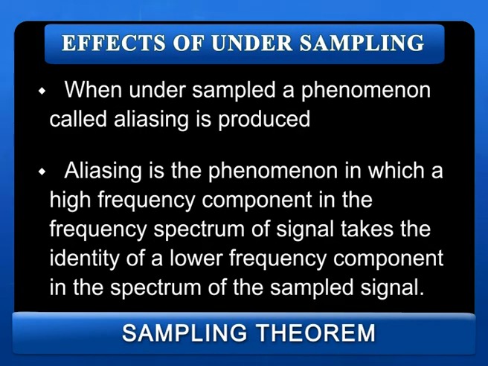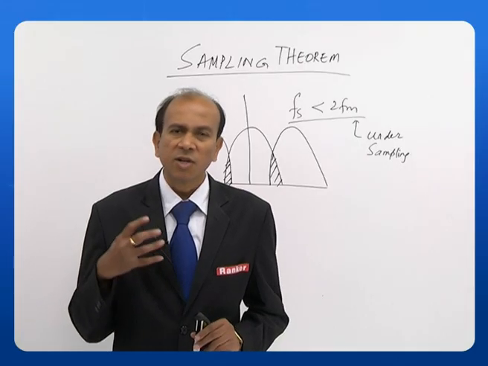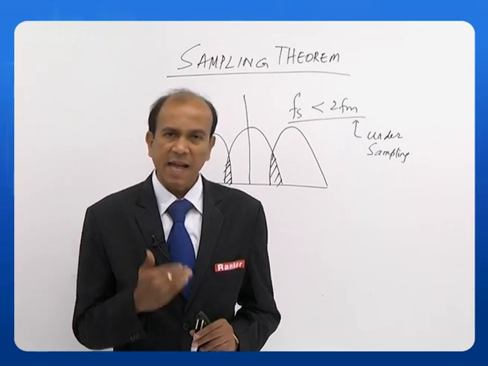Aliasing is a phenomenon in which a high frequency component in the frequency spectrum of the signal takes the identity of a low frequency component in the spectrum of the sampled signal. That means this is the phenomenon where a high frequency component in the frequency spectrum of a signal takes the identity of a low frequency component in the spectrum of the sampled signal. This results in distortion. This is called aliasing.